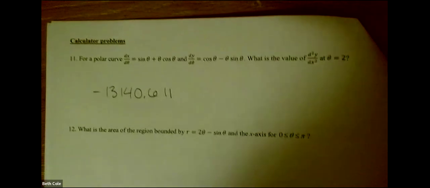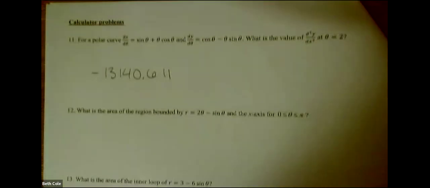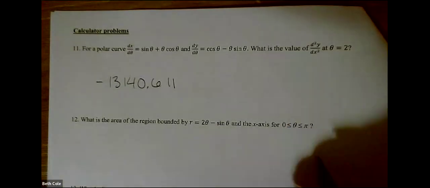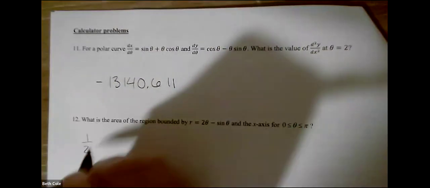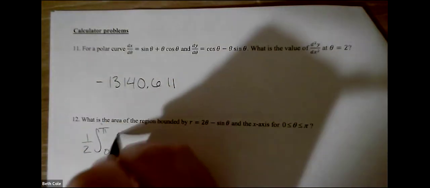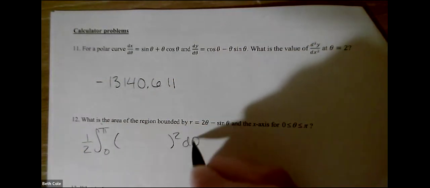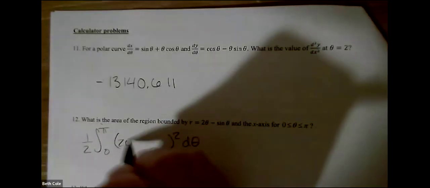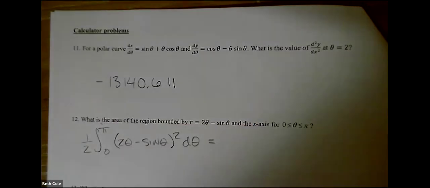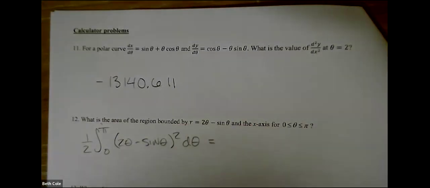All right. What is the area bounded by that r graph from 0 to pi? They gave us everything we need. We literally just need to set it up. It's going to be 1/2 integral from 0 to pi of r squared d theta. And r is 2 theta minus sine theta. And we are literally just going to put that in the calculator. So they gave us all of the information that we need, and we just need to plug it in.